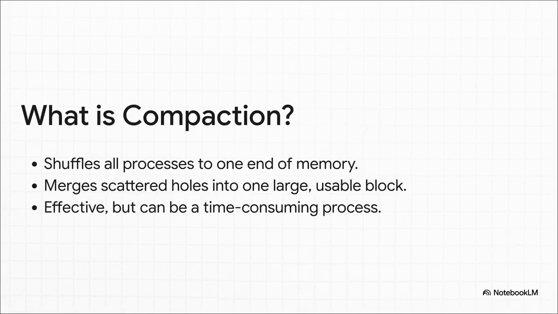Compaction is pretty much what it sounds like. The operating system basically pauses everything for a moment and shuffles all the programs, all our books, down to one end of the shelf. This pushes all those small, scattered gaps together, merging them into one giant, usable block of free memory. It works great, but as you can imagine, moving everything around takes time and processing power.